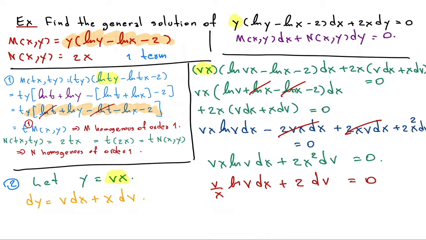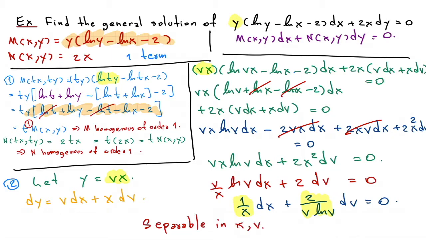And then I divide the whole equation by v log v. So this is what I have. And as you can see, the coefficient of dx has no v, and the coefficient of dv has no x. So this becomes separable in x and v.